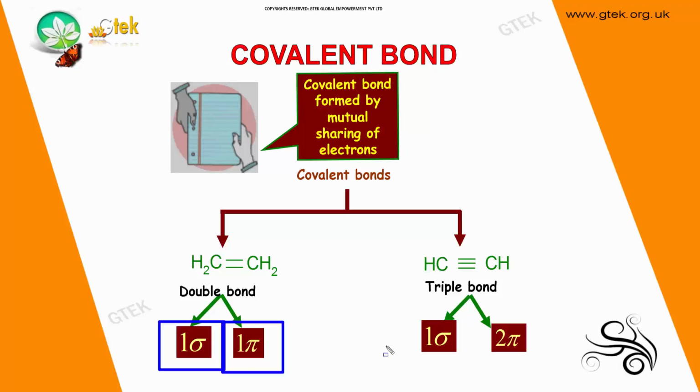Now we will talk about polar bond. A polar bond is a covalent bond in which there is a separation of charge between one end and the other. In other words, one end is slightly positive and the other is slightly negative. You can see here this one is negative and this one is positive. The bond between these two is called a polar covalent bond.